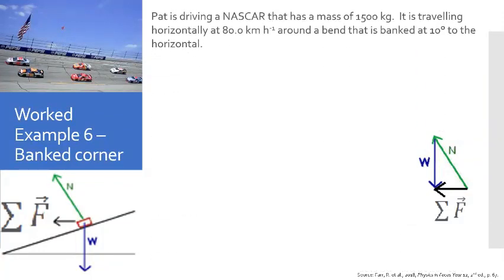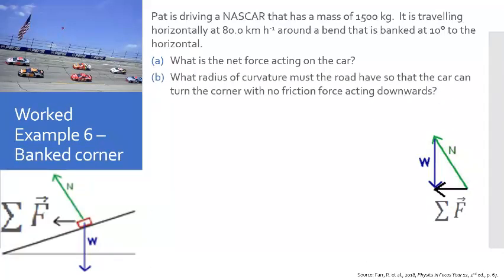So here's the question. Pat is driving a NASCAR that has a mass of 1,500 kilograms. That's roughly, exactly, 1.5 tons. It's traveling horizontally at 80 kilometers per hour around a bend that is banked at 10 degrees to the horizontal. Part A, what is the net force acting on the car? And part B, what radius of curvature must the road have so that the car can turn the corner with no friction force acting downwards?